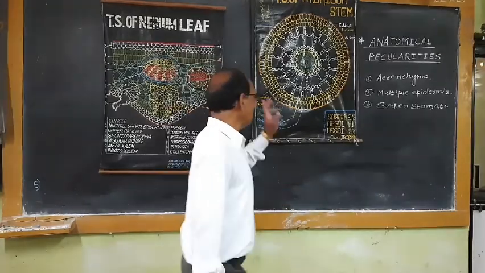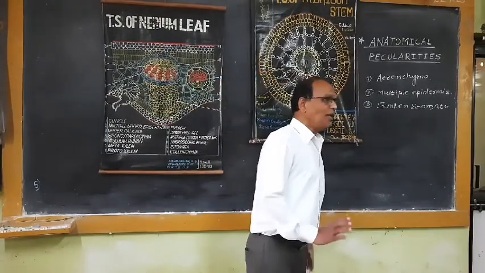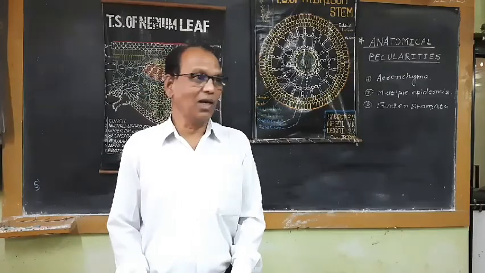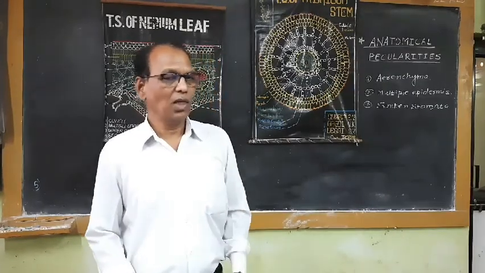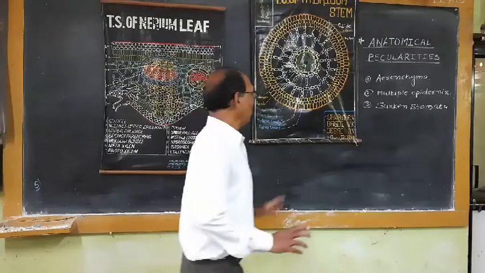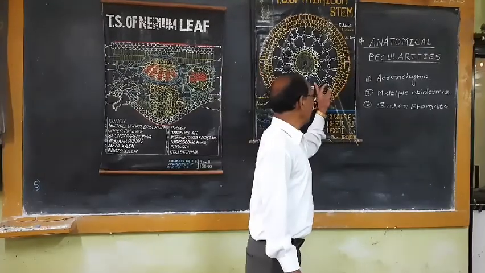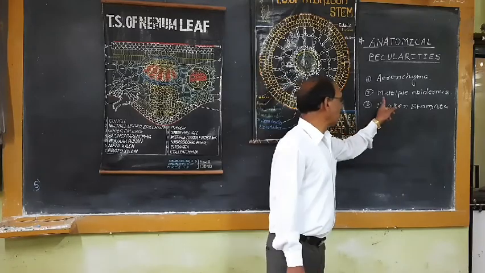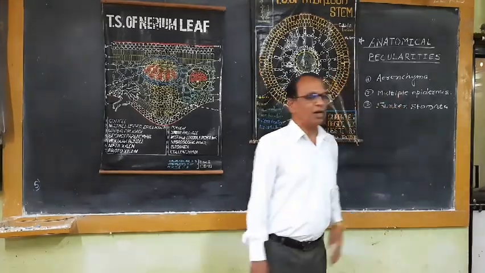So that means this aerenchyma tissue, which is generally found in all hydrophytic plant organs like leaf, stem, root, etc., is a typical or important character of all hydrophytic plants. Then the second peculiarity is multiple epidermis.